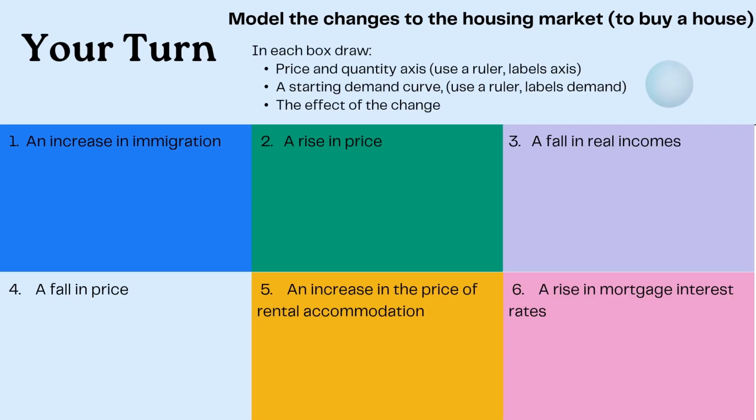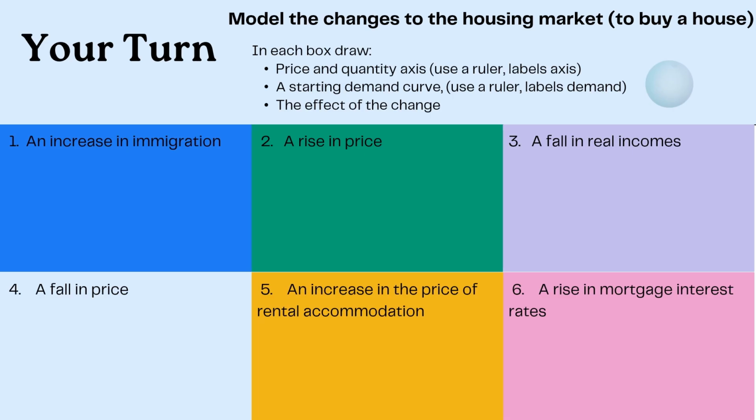Six quick questions where you're going to model the changes to the housing market, and all answers are going to need to be given in context. For each question, I need you to draw price and quantity axes, and you must use a ruler and label your axes. You're going to draw a starting demand curve, again using a ruler and labeling demand. You're then going to show the effect of a change.